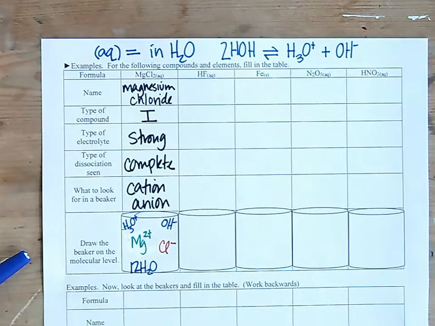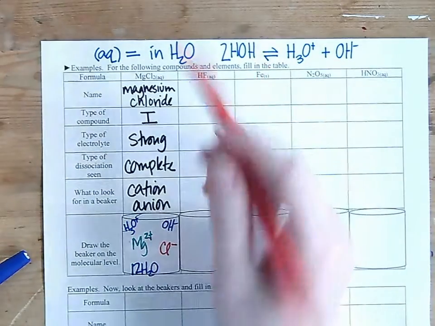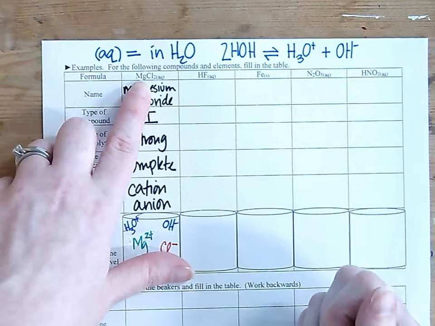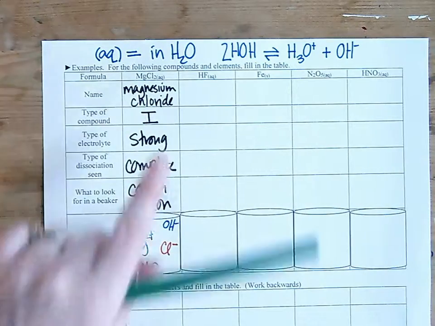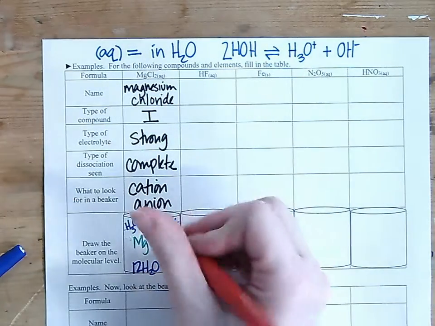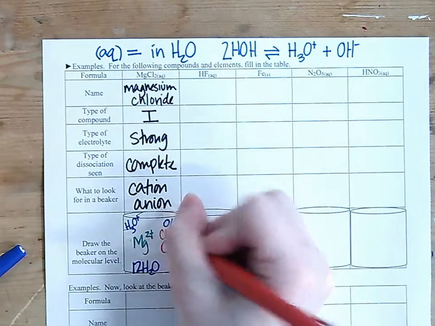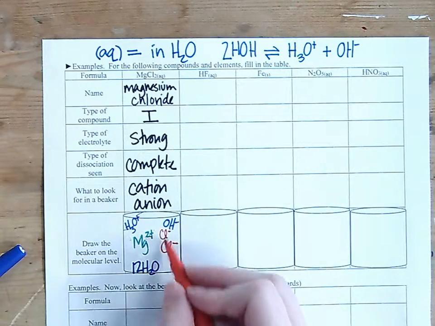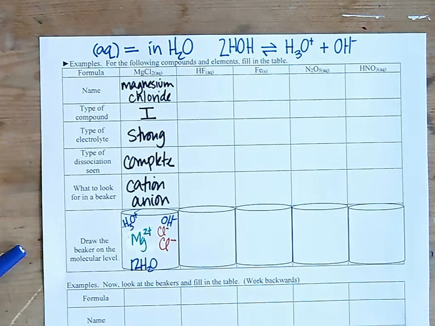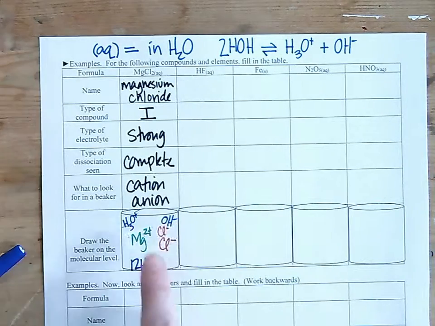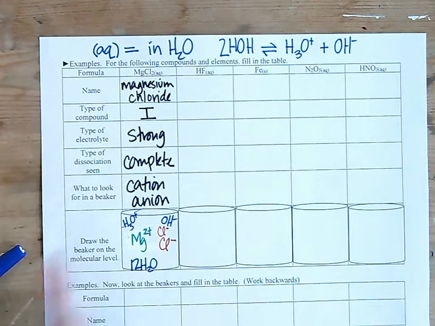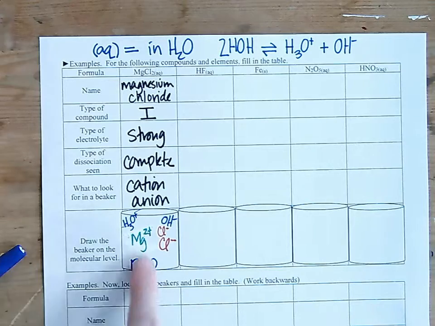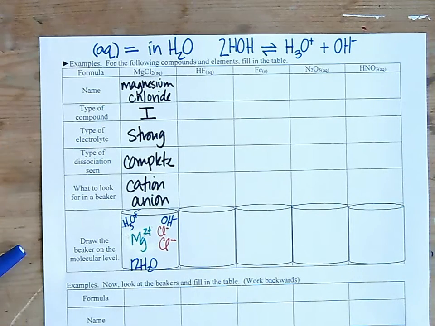All right, so how many Mgs do I have? I have one of them. How many Cls do I have? I have two of them. And so I'm going to draw in a second one. So I've got one Mg2 plus for every two Cl minuses. And that is going to show us that we have complete dissociation. So when I have magnesium chloride dissolved in water, I don't have MgCl2 bonded together. I have Mg2 plus ions floating around, and I have twice as many Cl minuses floating around.